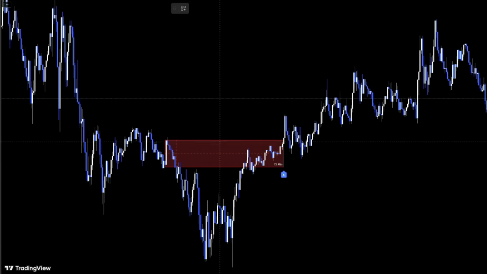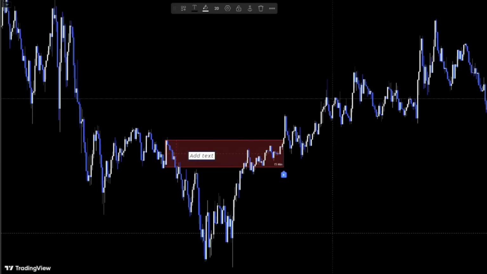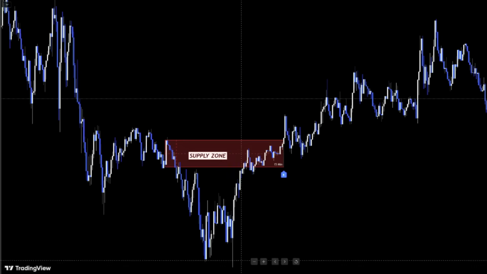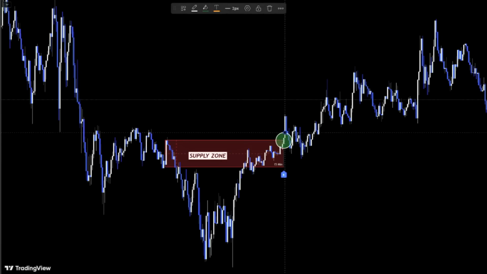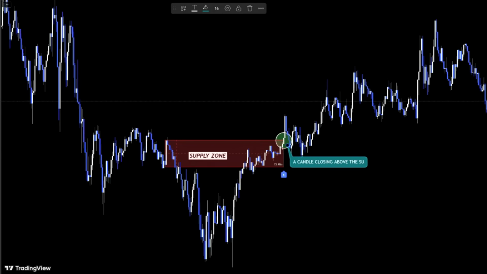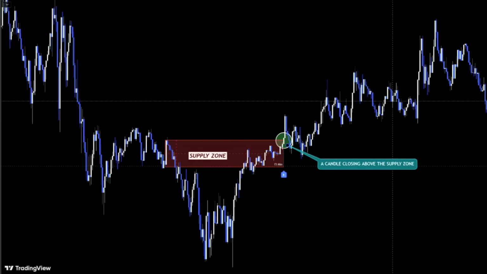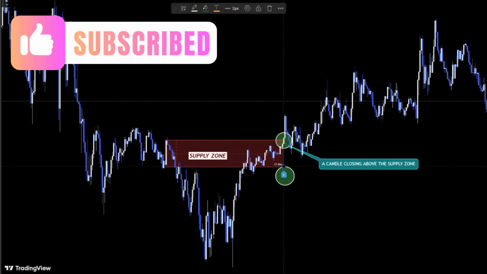Take a look at this Bitcoin chart. The tool identifies a supply zone, and in our last strategy, we might have waited for a retest. But with this setup, we're waiting for the opposite. We're waiting for a candle to actually close above the supply zone, just like this one here. For this trend following approach, that's the kind of signal we're looking for.